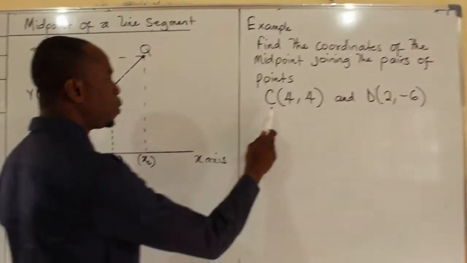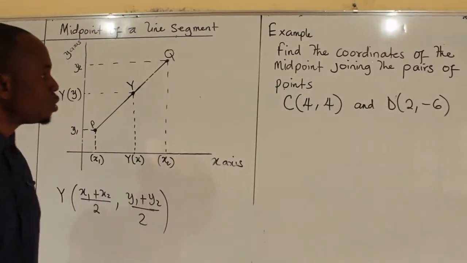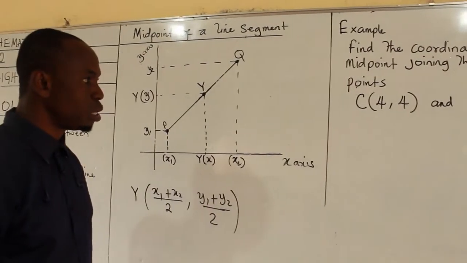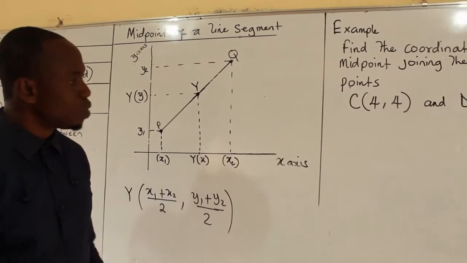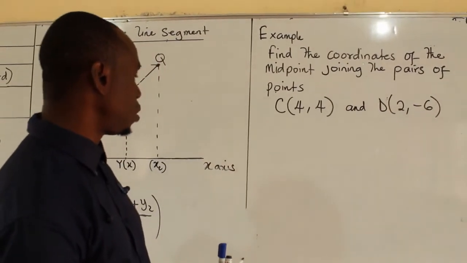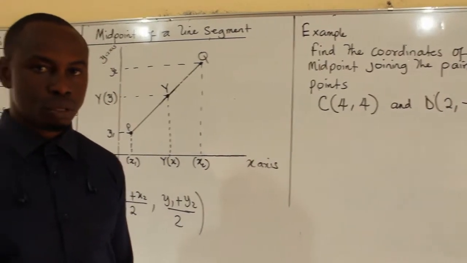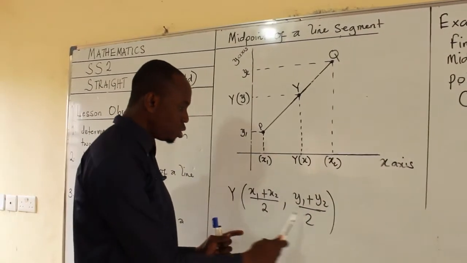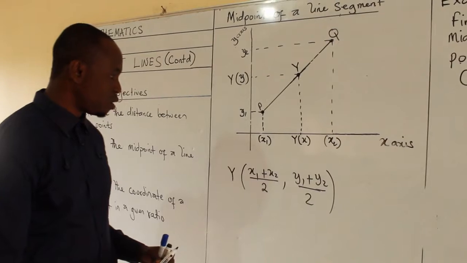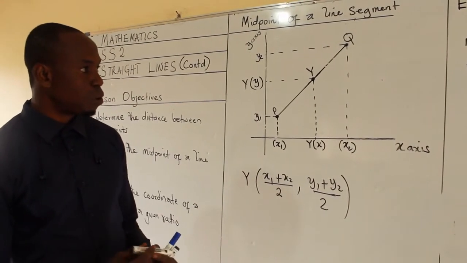So if we were to plot this graph and locate the midpoint, that point will have a coordinate. But like I said earlier, we don't always need to plot a graph in order to get the coordinates of the midpoint. So all we need to do is to use the relationship or the formula that we have here, and we will be able to get the coordinates of the midpoint.